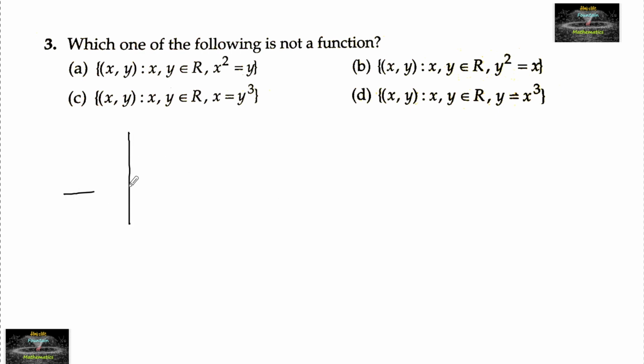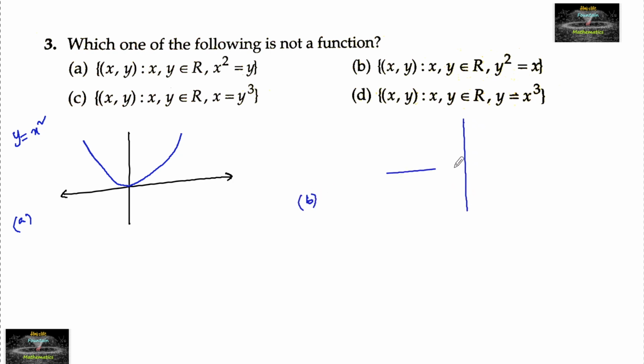So for the first graph, x² = y, it will be like this. So this is the y = x² graph, the first one. And coming to the second one, y² = x. So this is how the graph will be, y² = x.